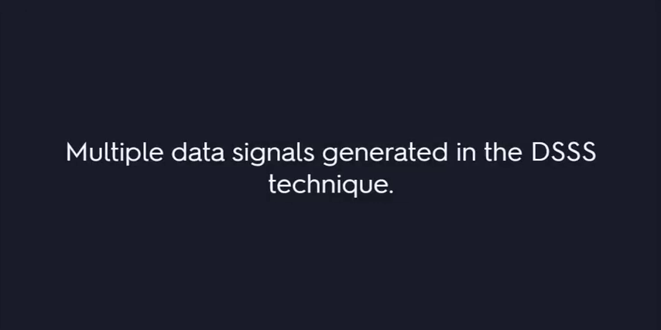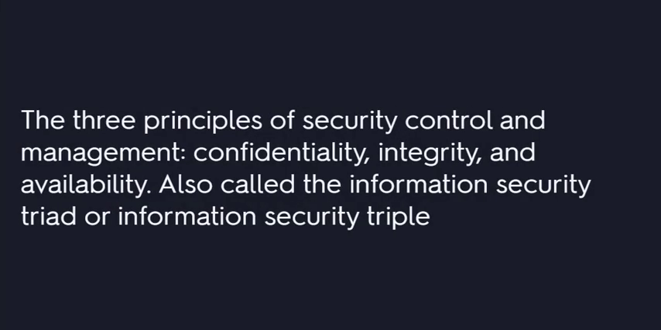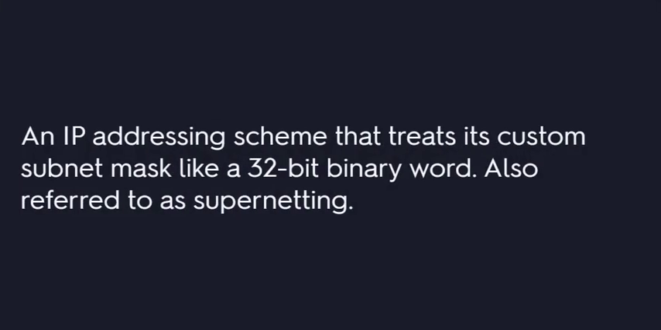Multiple data signals generated in the DSSS technique. Chips. The three principles of security control and management: confidentiality, integrity, and availability, also called the information security triad or information security triple. CIA triad. An IP addressing scheme that treats its custom subnet mask like a 32-bit binary word, also referred to as supernetting.